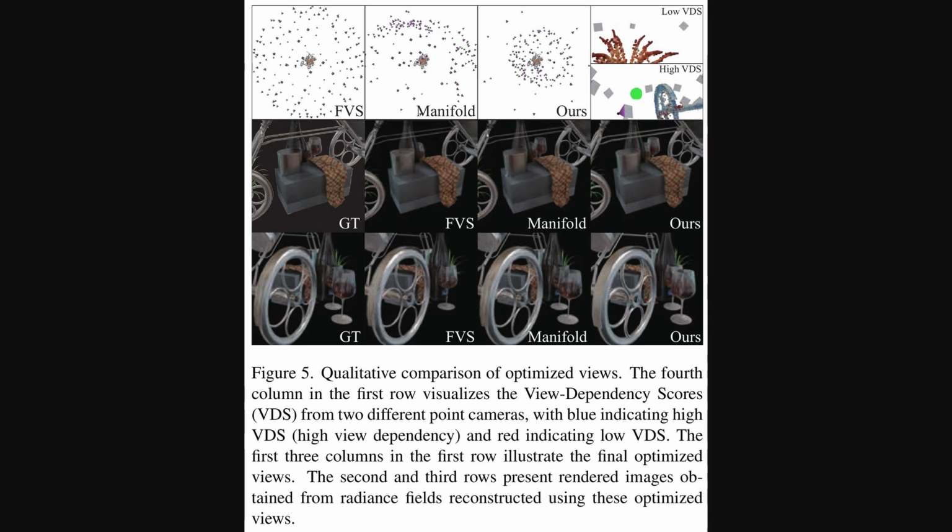Alright, the previous table quantified close-view gains. Figure 5 shows qualitative differences. The top row contrasts camera layouts from F versus S, manifold, and our method, with the rightmost panels visualizing view dependency scores, where blue means higher need for angular coverage. The middle and bottom rows compare renderings, and reflections on metal and glass look crisper with our views because sampling densifies around high view dependency regions. The consistency across two scenes suggests better directional coverage without sacrificing structure.